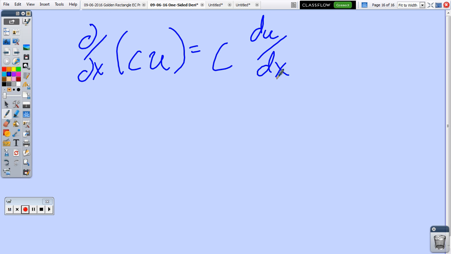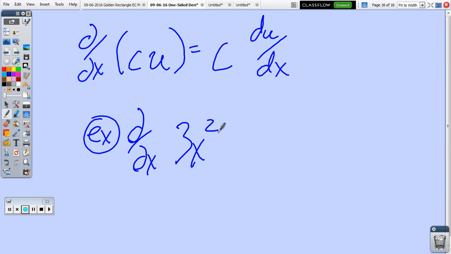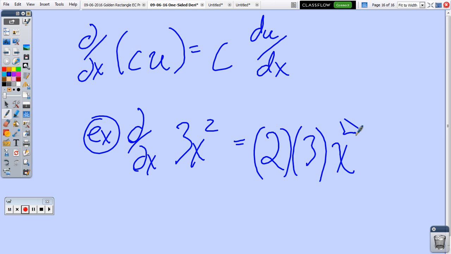You guys would know it if you saw something like, for example, the derivative of 3x squared. You can hold the 3, but it's the same idea: the 2 comes to the front, 2 times 3 is 6, and then you drop the power down by 1. So let me actually show that. The 2 is going to be with the 3, and then dropping this down 2 minus 1.